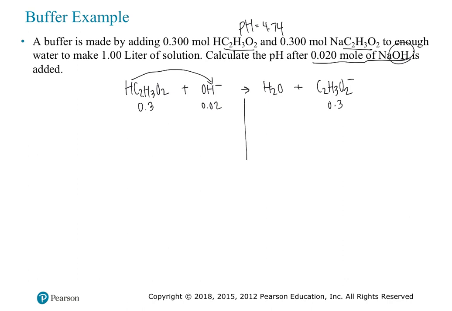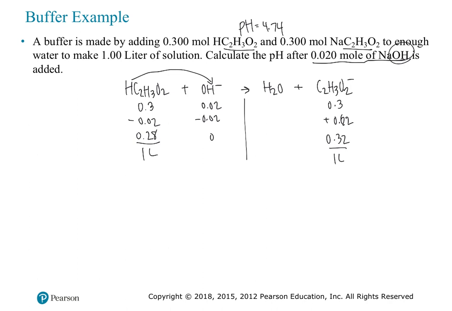Of my reactants, hydroxide is the limiting reactant, so I'm going to subtract 0.02 moles from each side, and I'm going to add that to my products. So I have 0.32 moles. Now this is in 1 liter, so I'm going to divide by 1 liter. Now I can use Henderson-Hasselbalch.